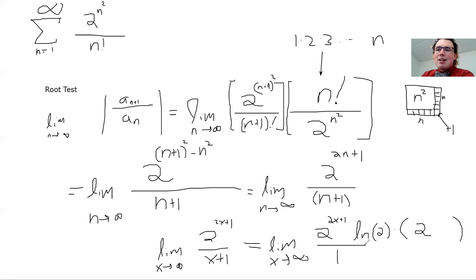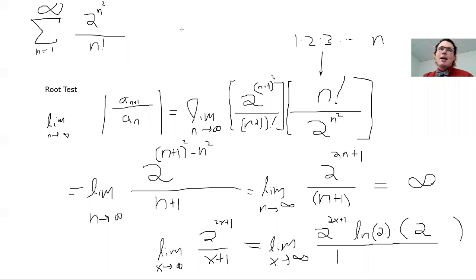So what have I got? I am taking the limit as x goes to infinity of numerator 2 to the 2x plus 1 power times a constant. That's still going to infinity. Denominator is just 1. So this limit goes to infinity. So what do I do in the root and ratio tests when my limit that I'm checking goes to infinity? Well, I say that the series that I started out with diverges. The end.